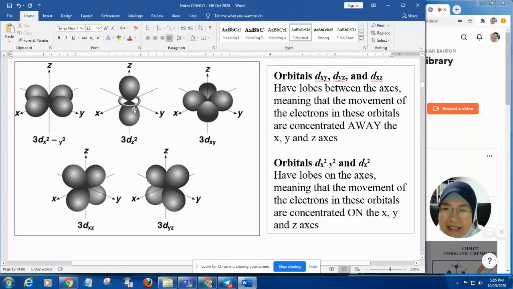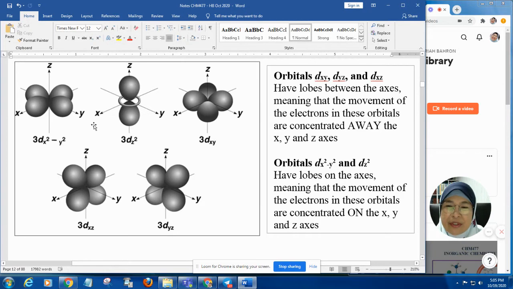It is mathematically derived, yeah? From the mathematical equation, they solve for the probability of finding electrons, and it looks like the dz squared electrons move in this way, where there are 2 lobes on the z-axis and then a ring around the center of the axis.